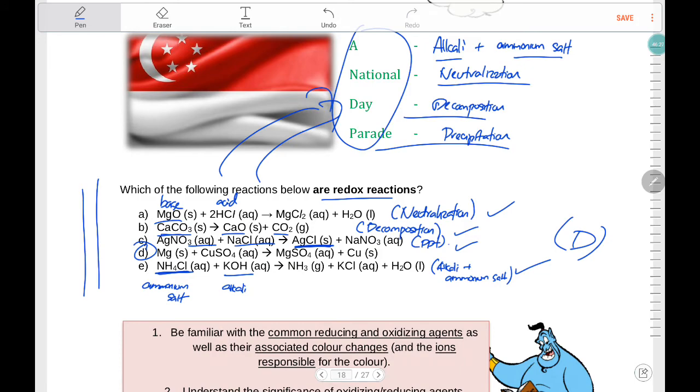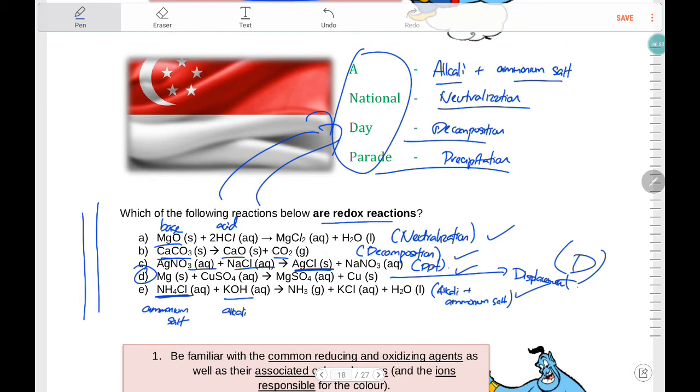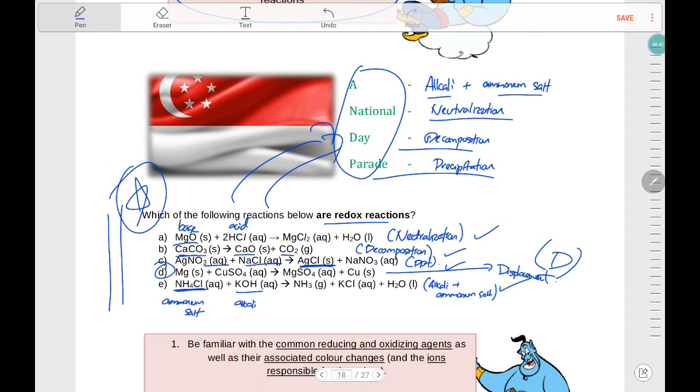D is redox. In fact, hopefully you can remember from your topic on metals that D is just a displacement reaction, and displacement reactions are always redox. This is a very common kind of question. They will ask you which of the following are redox or not redox. Don't go and try to figure out the oxidation state one by one. It will take you forever to do. This is the correct way, the shortcut. Identify who are not redox using the National Day Parade. Solve the question.